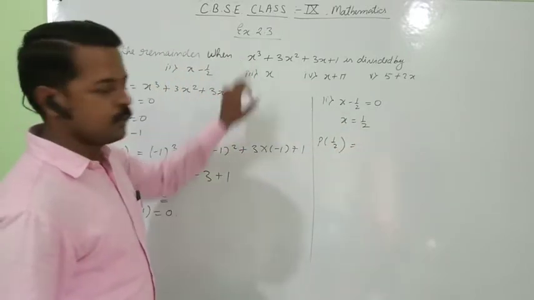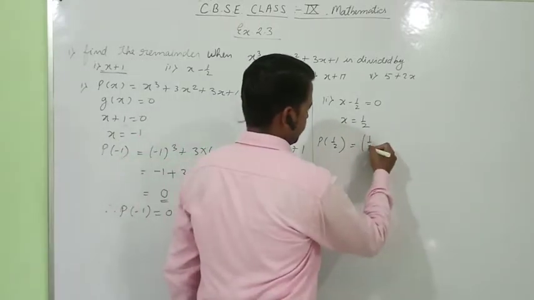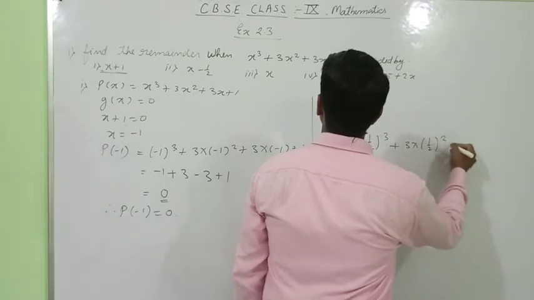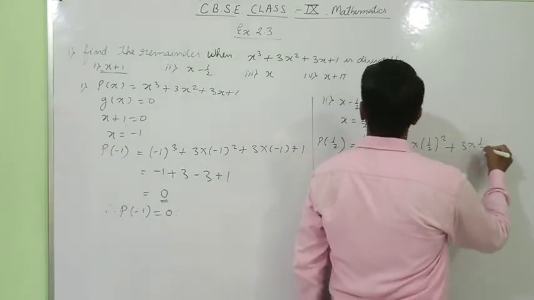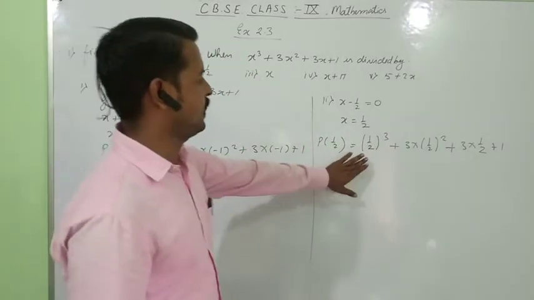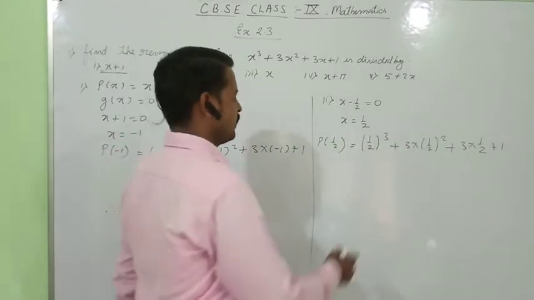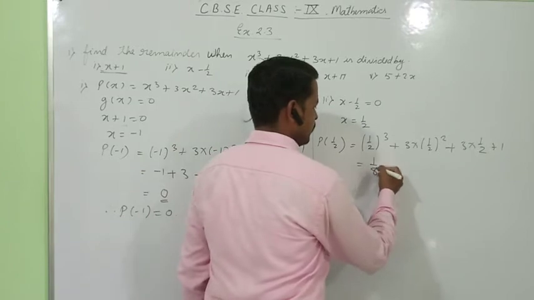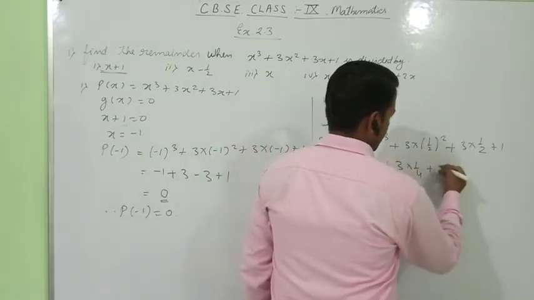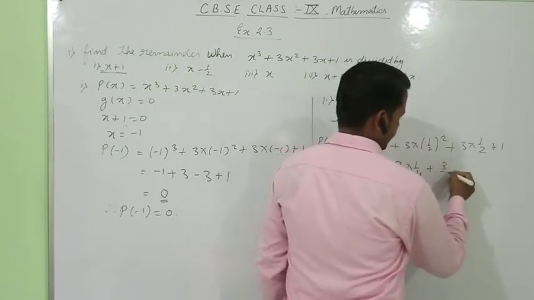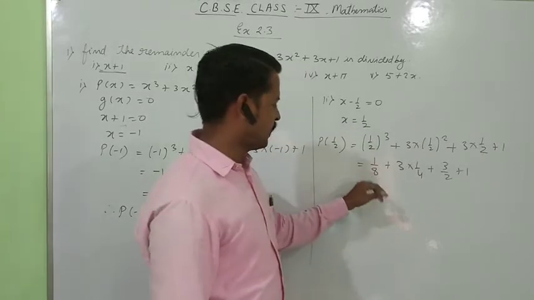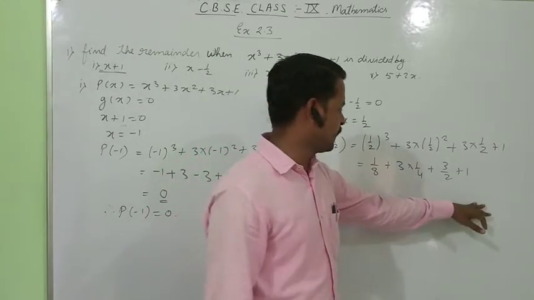Now we will substitute the x value in the given polynomial, which is p of half. So half power 3 plus 3 into half square plus 3 into half, then plus 1. Simply, wherever there is x, what did I do? I substituted the value of x. Half power 3 will be 1 by 8, and half power 2 will be 1 by 4, and half power 1 is half only, so 3 by 2 plus 1. So we got 1 by 8, 3 by 4, 3 by 2 plus 1.